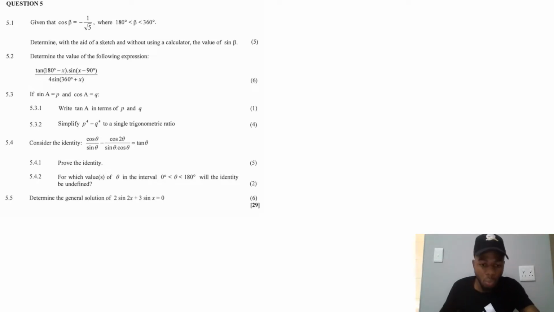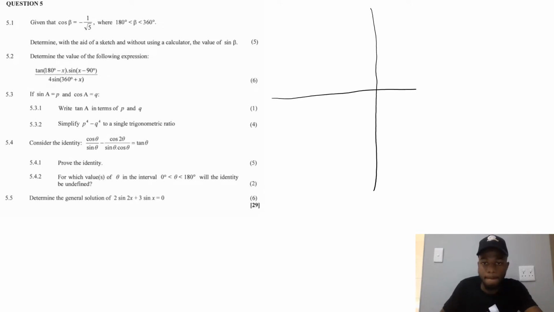So we need to know where we are going to draw these things, because they say we determine with the aid of a sketch and without using a calculator the value of sine beta. Okay, so let me just try to sketch this first. We'll have a sketch like this. Here it's 0 degrees, then here it's 90 degrees, here it's 180, here is 270, and then here is 360.